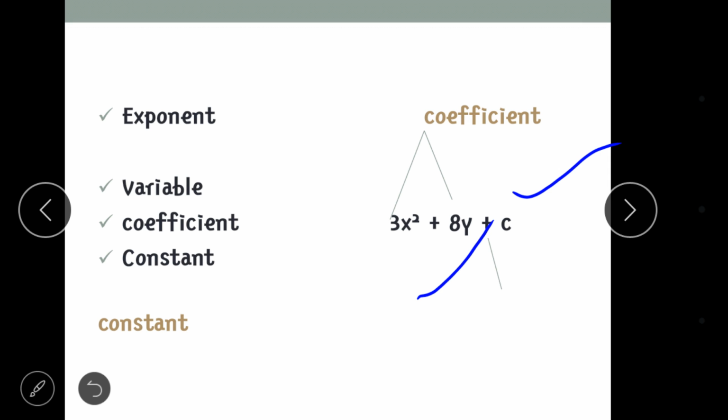Second one is exponent. Exponent means repeated data. Definition of exponent: the number of times a number is multiplied by itself. X square, x square. Square is exponent. Exponent is another word for power.